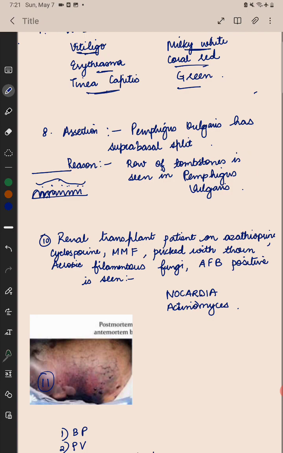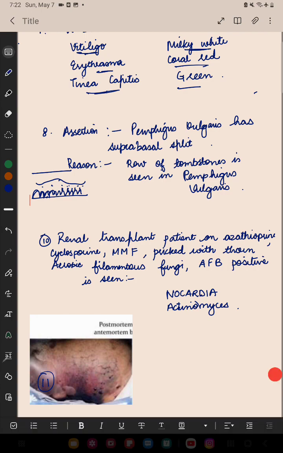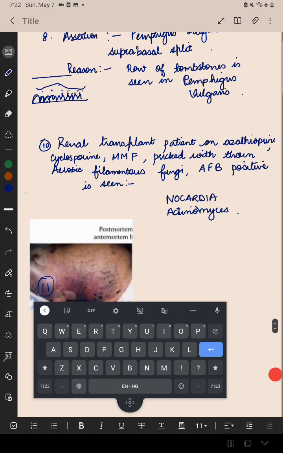If it was vice versa, probably the answer would have been different. Row of tombstones we see because of suprabasal split, but suprabasal split is not seen because of row of tombstones. It is seen because of, let's say, the proteins which are present here, if they are defective. So probably DSG1, DSG3 would have come in the reason for this suprabasal split. Desmosomes, not hemidesmosomes.